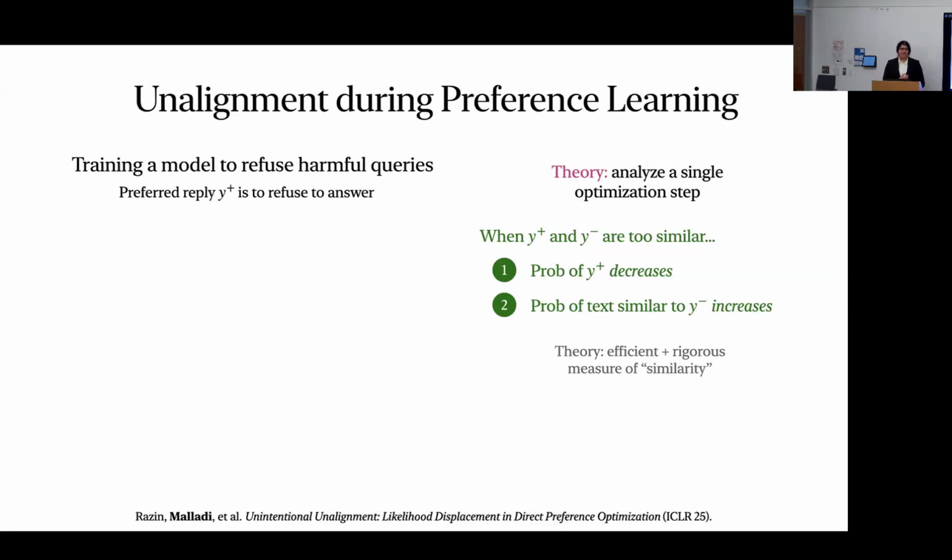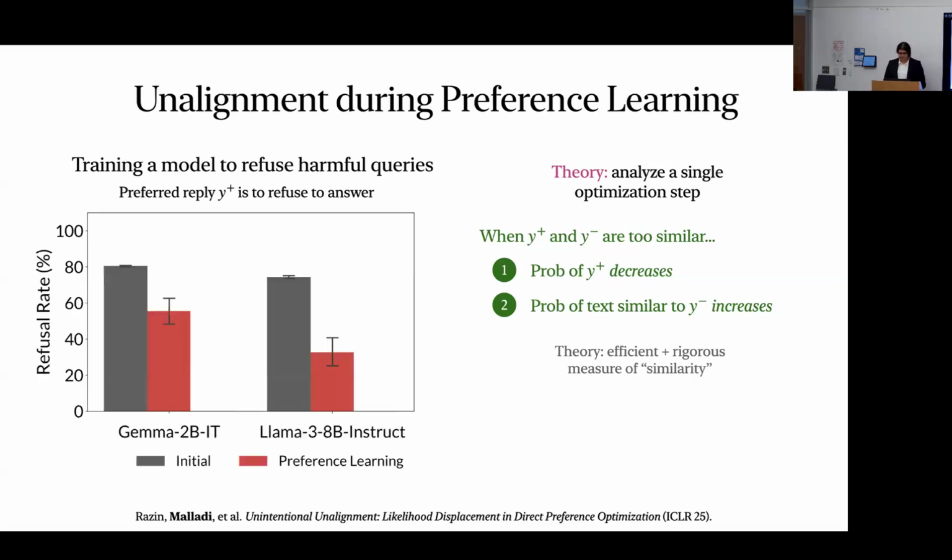So empirically, to check if this is actually a good description, we look at the setting where we're training a model to refuse harmful queries. So everything in the data set is a query that we want to refuse. Again, it's a very simple problem to solve.